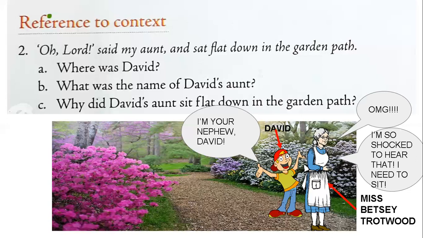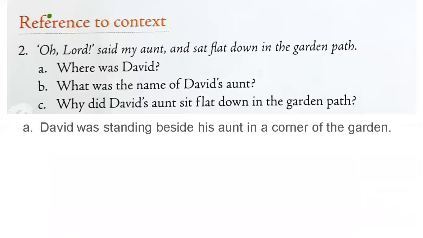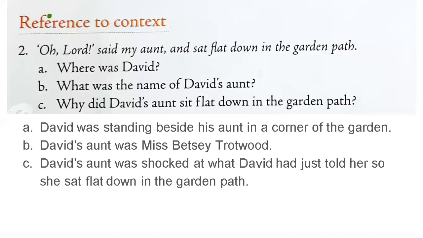Now, let's see if you can put your answers down in writing. So, the first answer should be David was standing beside his aunt in a corner of the garden. B. David's aunt was Miss Betsy Trotwood. And C. David's aunt was shocked at what David had just told her, so she sat flat down in the garden path. I hope you got them right. Let's do the next one.